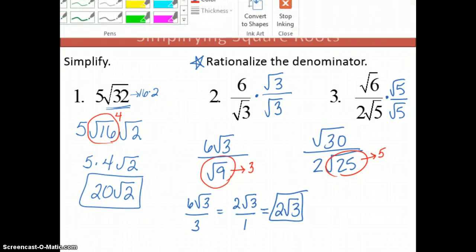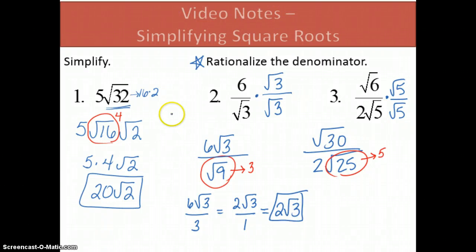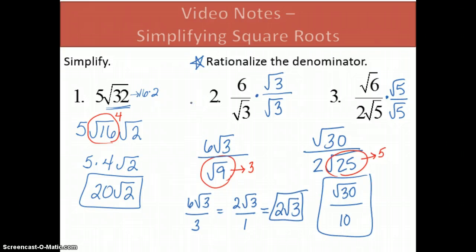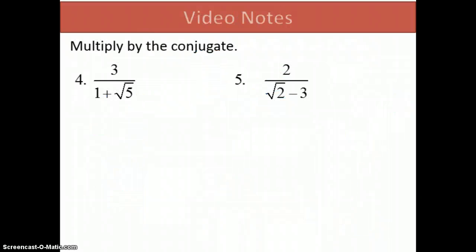We have square root 30 over 2 times 5, which is 10. The root 30 and the 10 cannot be simplified. You can only simplify square roots with square roots and numbers with numbers. Moving on to number 4.